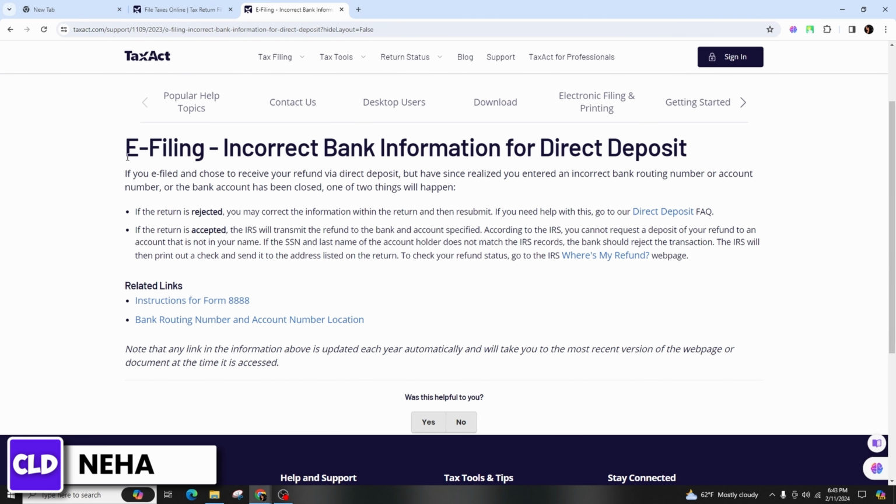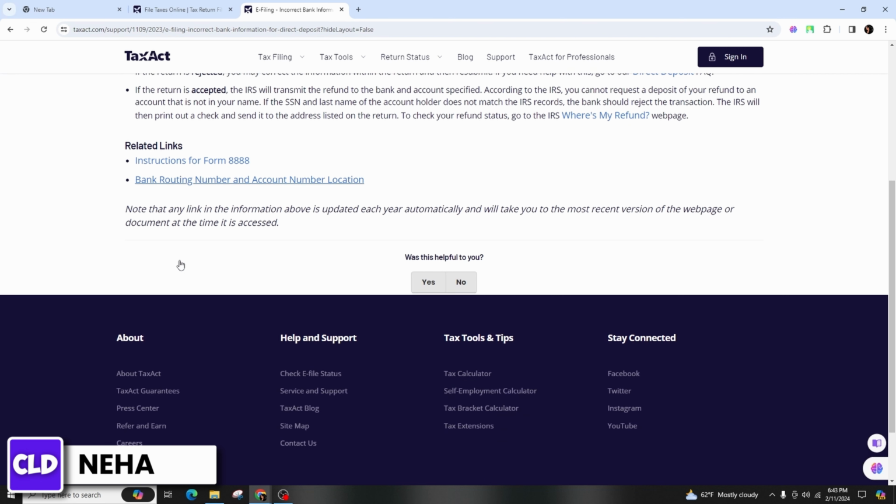It's really crucial to act quickly to rectify the mistake, especially if the refund or the payment has not yet been processed. Providing correct information promptly can help prevent delays and ensure that your refund is deposited into the correct account or that your payment is processed accurately.